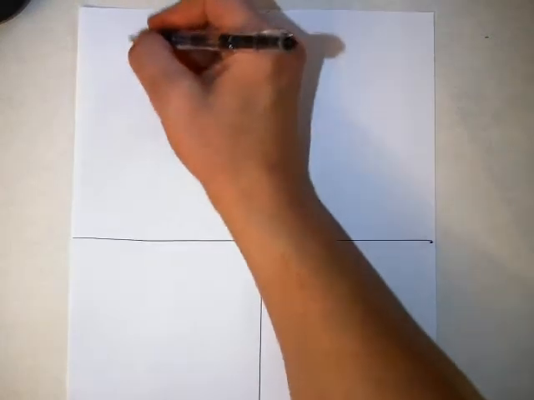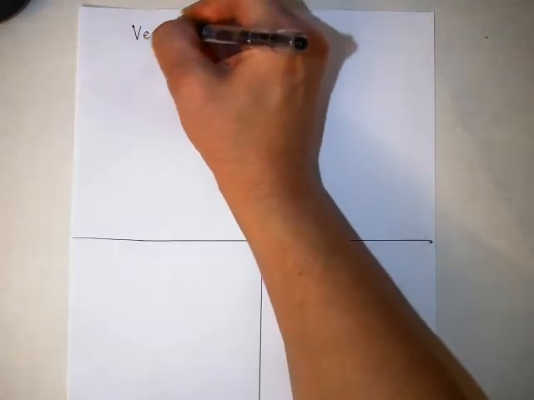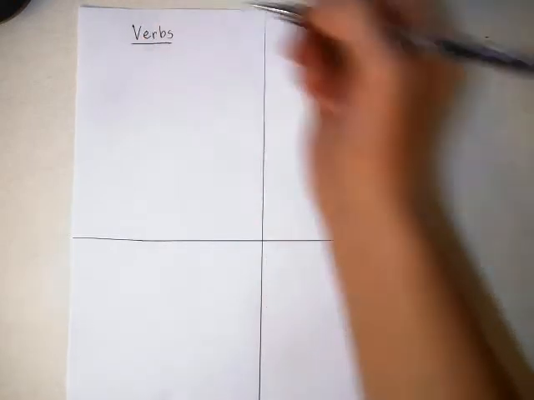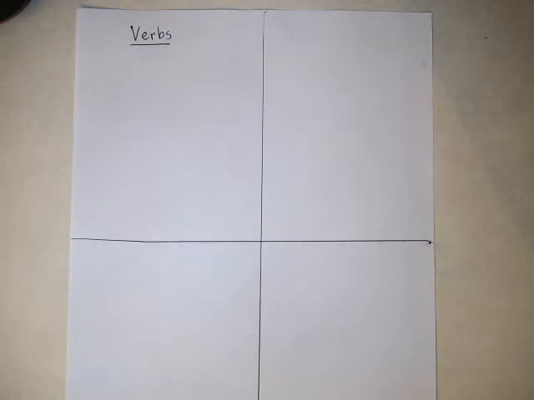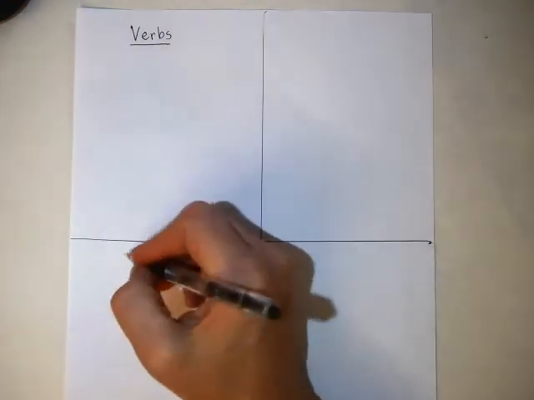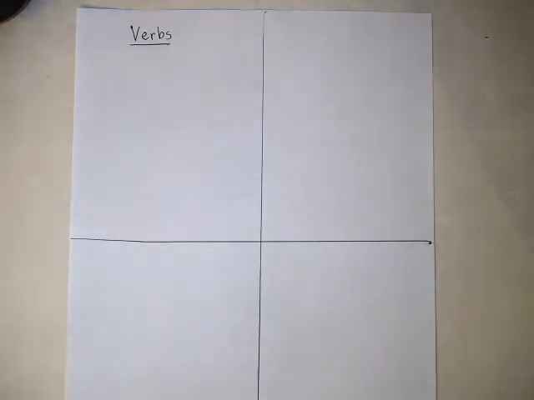So, on this one, your upper left-hand corner, I want you to label verbs. Okay, and write an underline. Okay, and here you can also label it verbs or label it nothing. Okay, so if you're going to label it, please label it verbs.